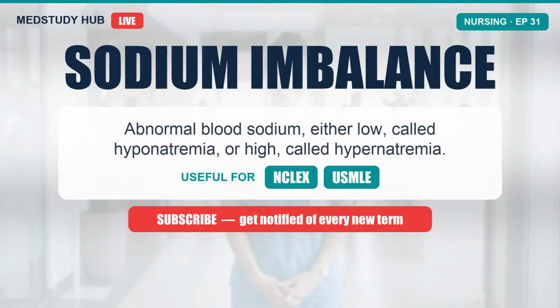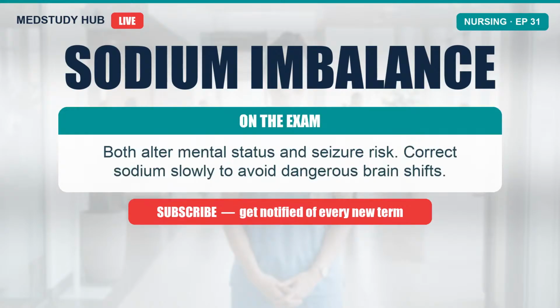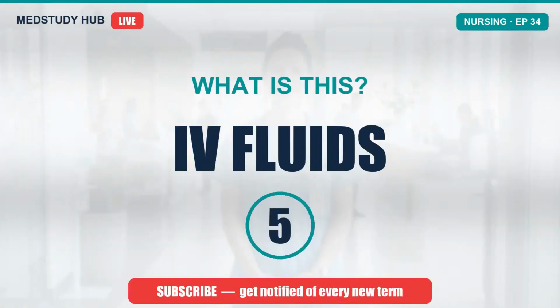Sodium imbalance. Abnormal blood sodium, either low, called hyponatremia, or high, called hypernatremia. Both alter mental status and seizure risk. Correct sodium slowly to avoid dangerous brain shifts. What is this word?